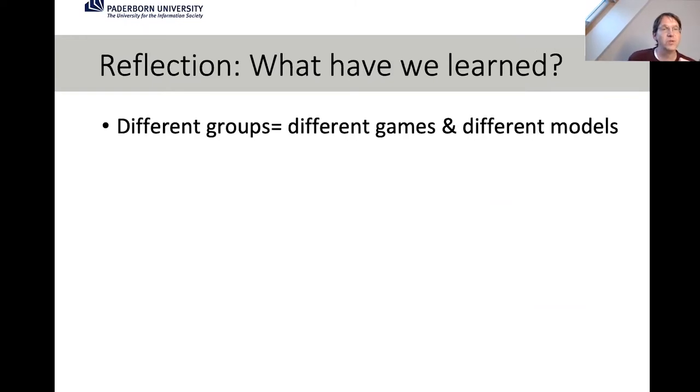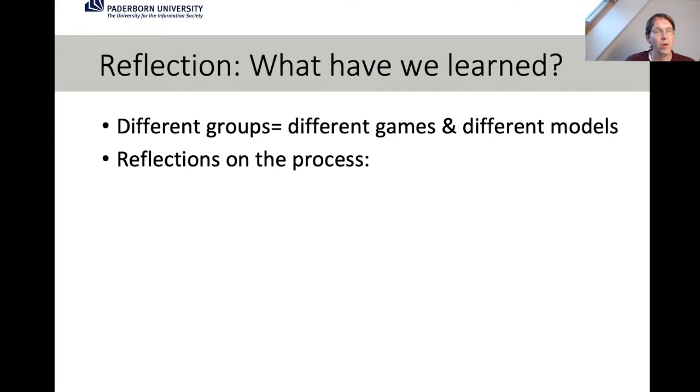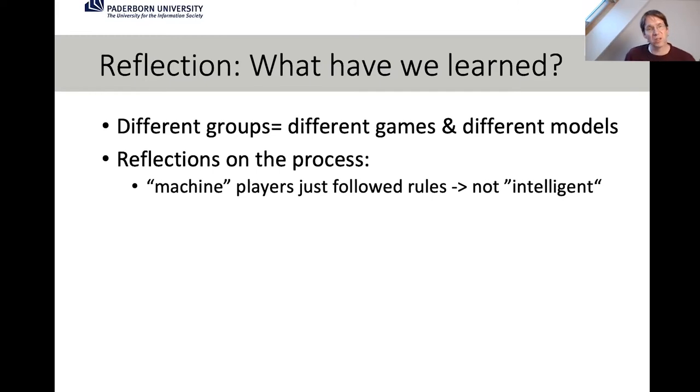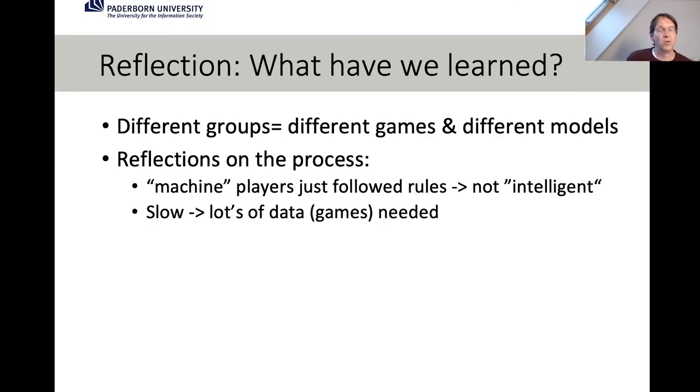When we play it with different groups, they often do not, as a human player, choose the best moves. So we have at the end different models, or in our language, different input data goes to different models. We have also seen the learning, or the training process, probably better. The machine just follows rules. So you can ask your students to be the machine players, they do not have to be intelligent or make some inferences. They just follow rules. It's just a mechanical system. It's slow, so lots of data. Here, lots of games are needed to improve it.